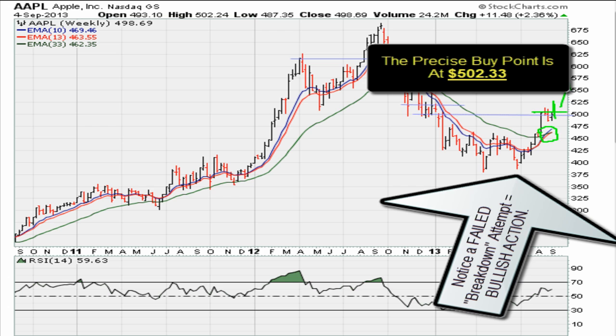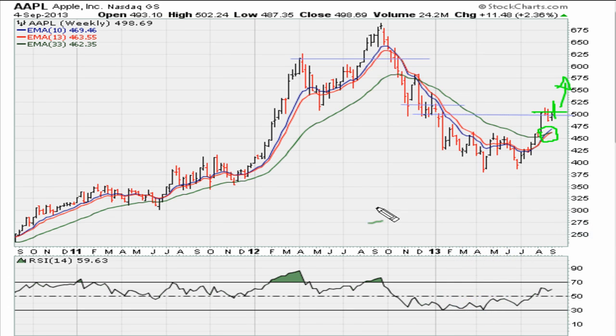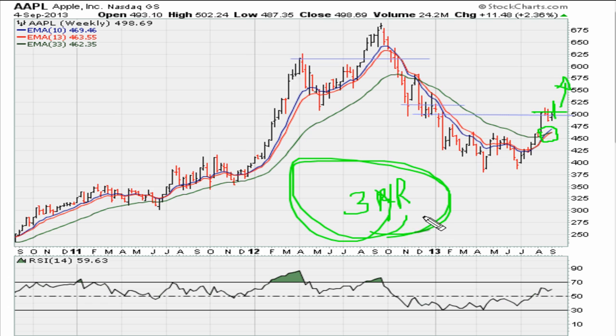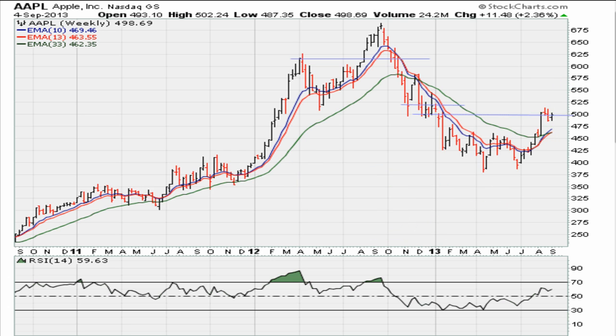The only thing that makes me not very sure whether it's a good buy is because it's not making a three-year high on the RSI. There's no three-year high on the RSI, so any move is going to be not very strong.